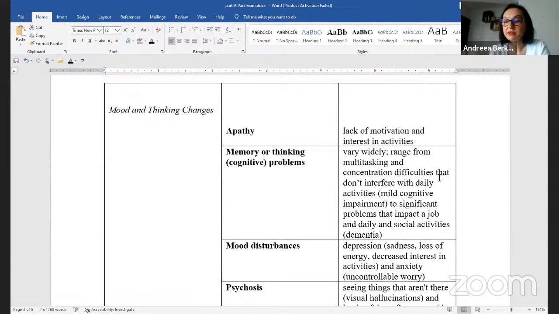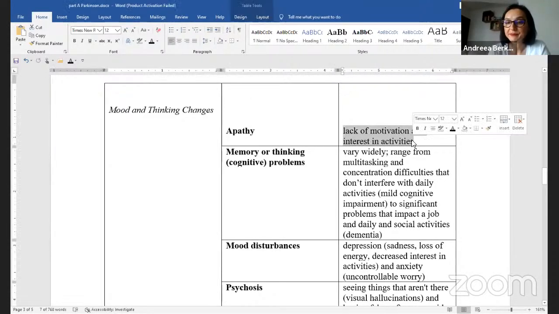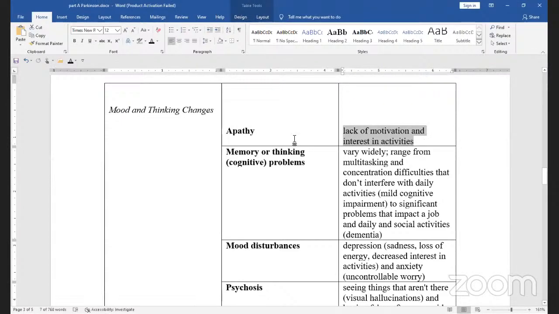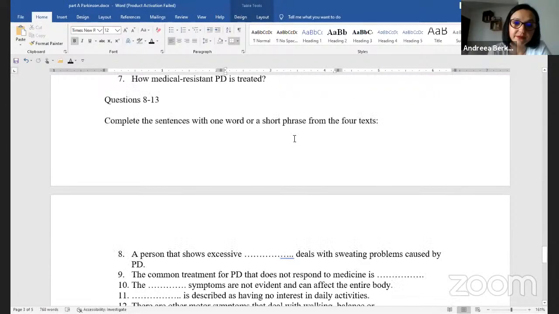If I talk about not having interest in daily life, it means that I don't really feel like doing anything with my life or doing any sort of activities. That's not really a concentration difficulty. It's more like will, lack of will. Okay, or lack of motivation as it is in the text. So I look here, right? Lack of motivation and interest, which is apathy. Question 12.